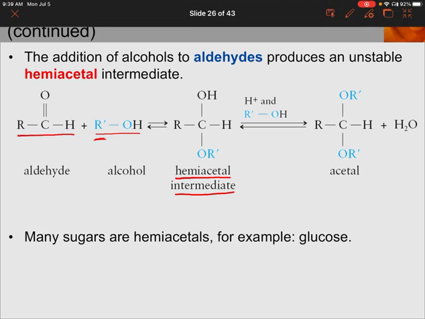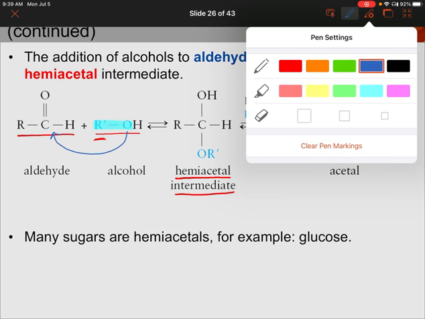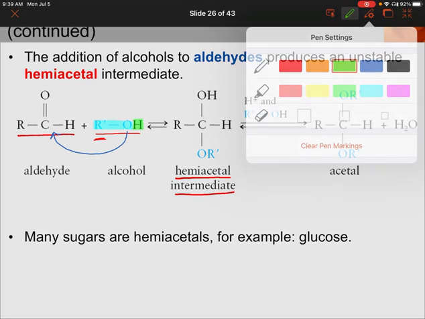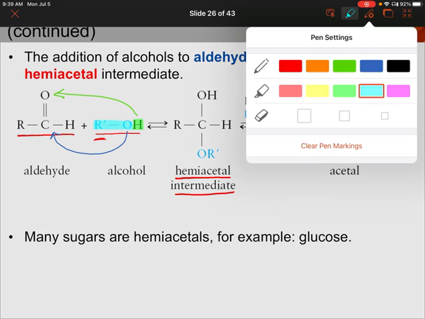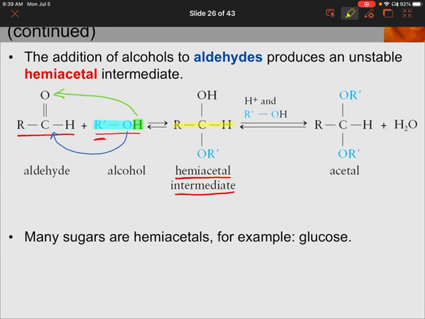So what happens here is that OR group is going to add to the carbon in the carbonyl group, and then that hydrogen on the end is going to add to the oxygen in the carbonyl group. So we're adding an alcohol across that double bond, and what we end up with is our same aldehyde structure in the middle, but now a hydrogen has been added to the oxygen, so we have an alcohol on top, and then we also added this OR group on the bottom.